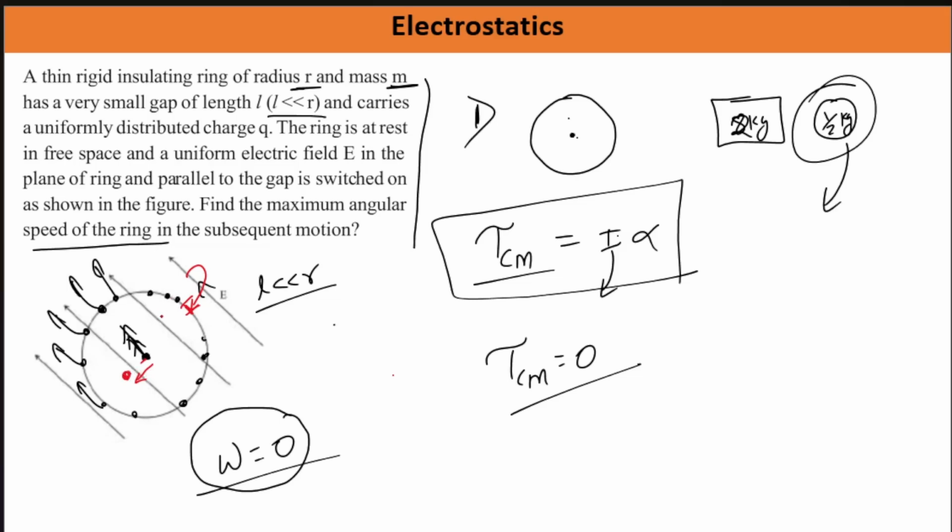ठीक है. I hope you are able to make sense of it. So वो point भी यहीं पे shift कर जाएगा, and in that case center of mass and center through which net force will act, net electrostatic force will act, will be the same, and here tau cm will be equal to 0. So no torque and no rotation.